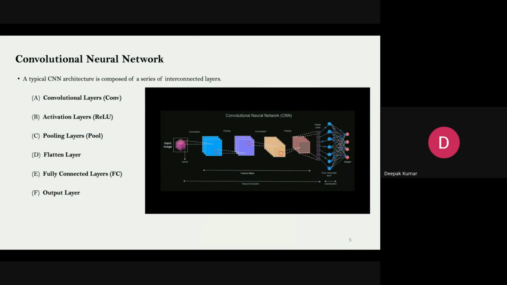It has 6 basic components, as we can see in the image as well. First is the convolution, then the activation layer, then pooling, flatten, fully connected layer, and output. So one by one we will discuss these. This discussion is around all these 6 components.